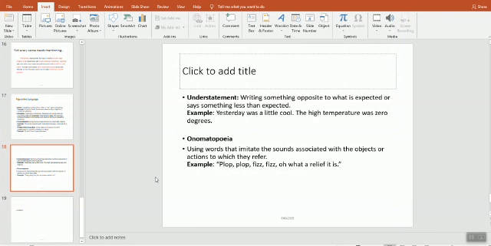Then onomatopoeia. Now here we use words which imitate the sounds that they are associated with. For example, plop plop, fizz fizz, or what a relief it is. So now these are the sounds. Or for example, some other onomatopoeic words can be buzz, like the buzzing sound of bees, or like creaking sound, or like banging. So these are some of the words which are actually imitating the sounds.